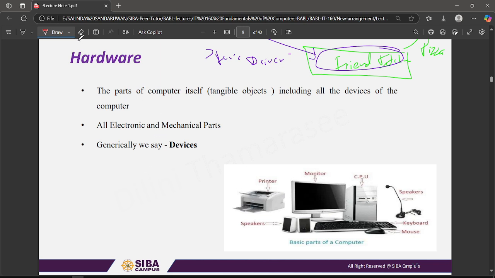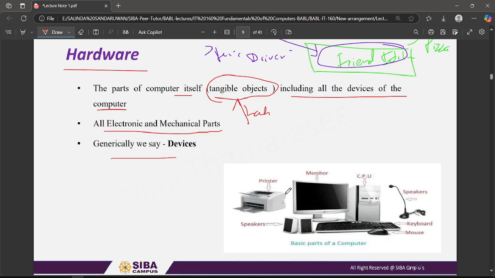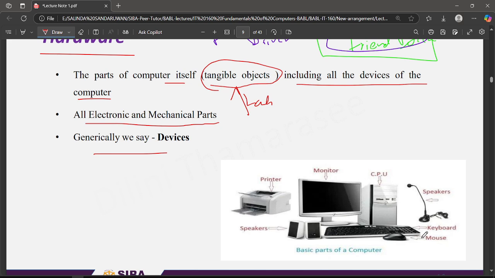So now about the hardware. Hardware, the parts of computers itself. Tangible objects. Tangible means touch. You can touch and feel, including all the devices of the computer, all electronic and mechanical parts. Generally we say devices, right? So the printer, monitor, CPU, speaker, keyboard, mouse, like.